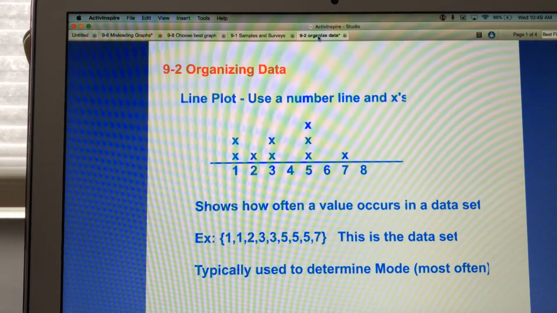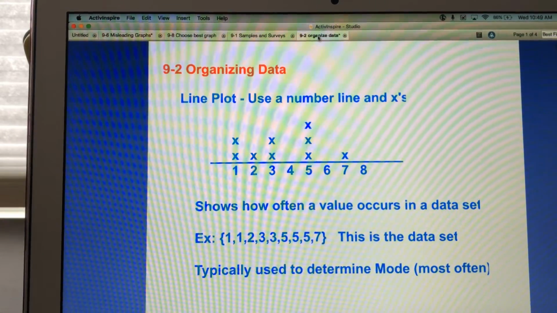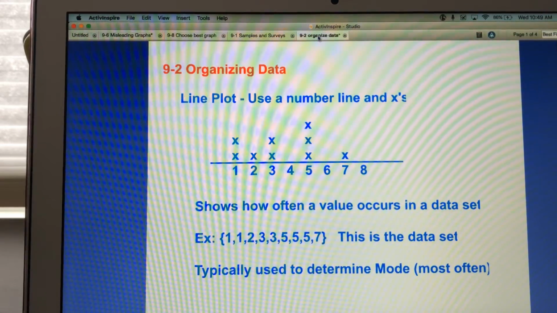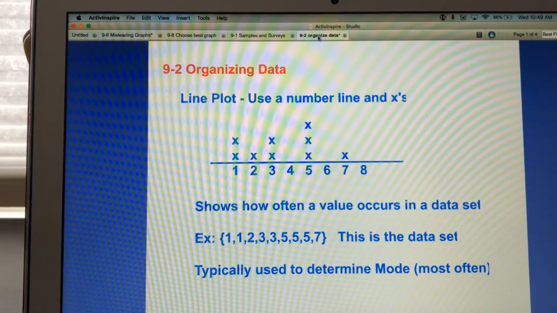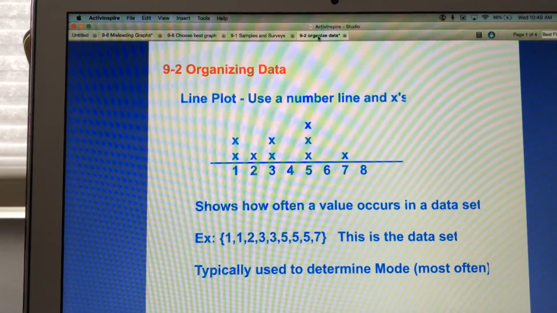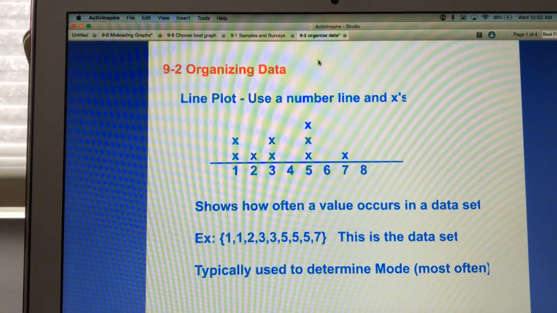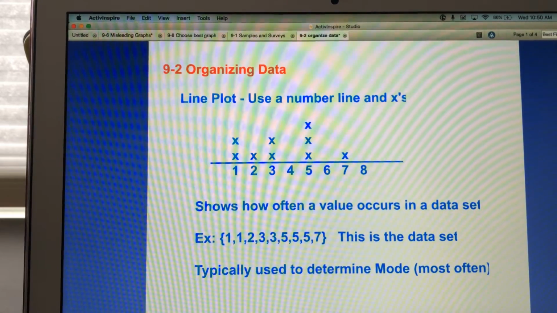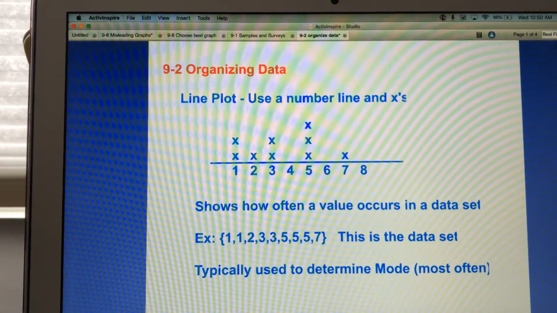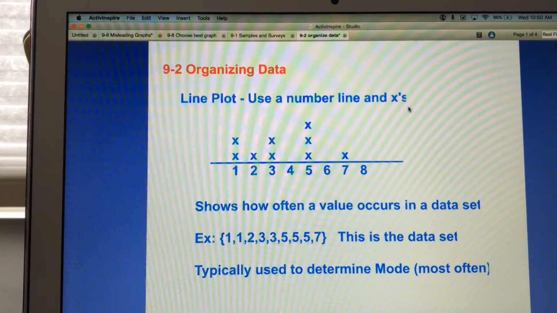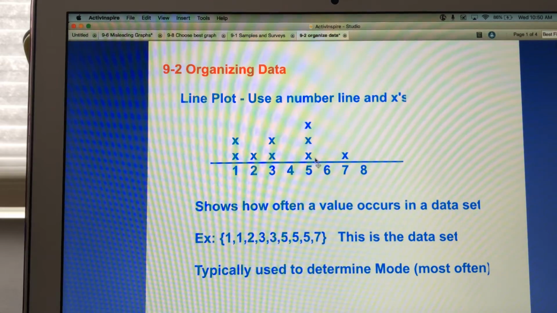So how are we going to organize this data once you have it? We talked about a line plot. Line plots are like frequency tables sideways. All of a sudden, I'm horizontal instead of vertical. I list all of my possible outcomes on the data line, and then I just put these X's every time that data point recurs over and over. I'm going rather quickly because we've already discussed all of this in class, but feel free to stop the video if you want to. This is used really well for finding the mode.